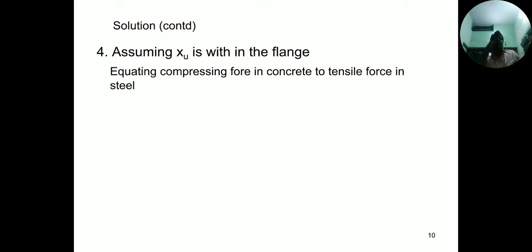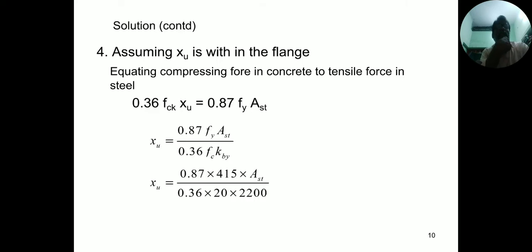Note down. Equating the compressive force in concrete to the tensile force in steel: 0.36 FCK BF XU is equal to 0.87 FY AST. BF is not printed here, it is BF.